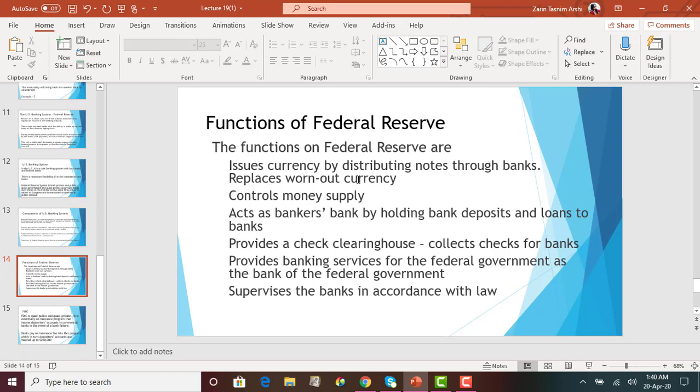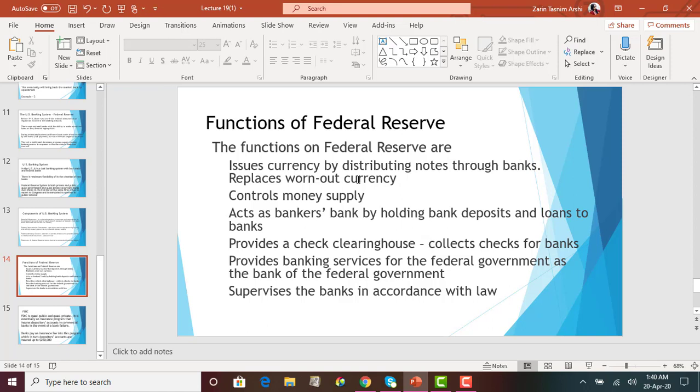Now we do have to know the specific functions of the Fed. The Fed is a very important entity in the economy, and even now, when we are going through recessions, we see the Fed lowering the bank interest rates to zero. When banks are taking loans from the Fed, they are lowering it to zero. They're trying to increase the money supply, so they are taking a lot of actions in order to revive the economy. Okay, but basically the functions of the Fed, the first one, is to issue currency.